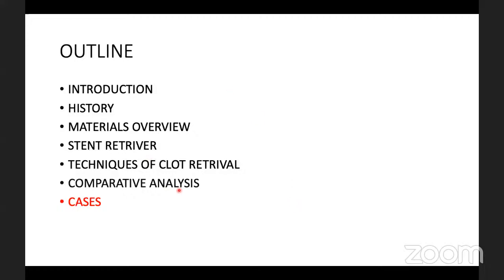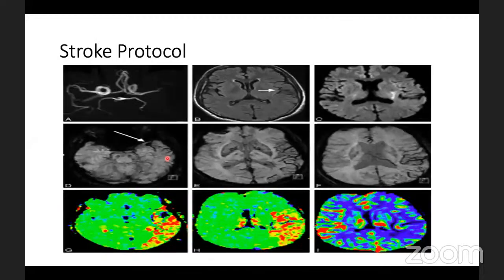Having seen all these methods, we'll move on to the cases. So first, when the stroke protocol is activated, what happens? What is the stroke protocol exactly? We can do a CT-based protocol or an MRI-based protocol. The CT-based protocol is to rule out hemorrhage and do an ASPECT score, and then move further.